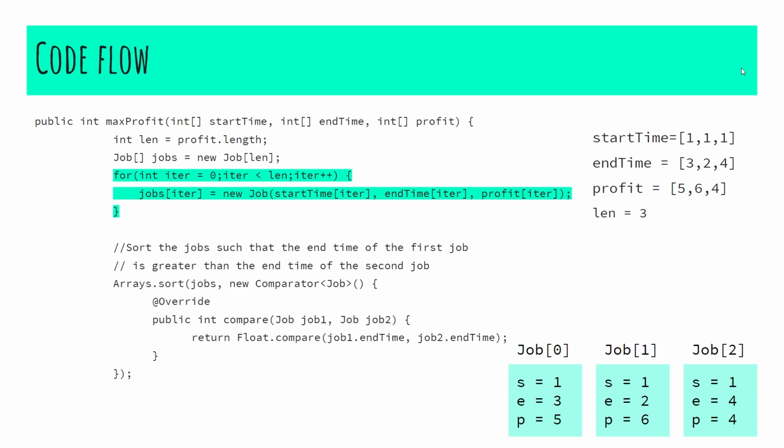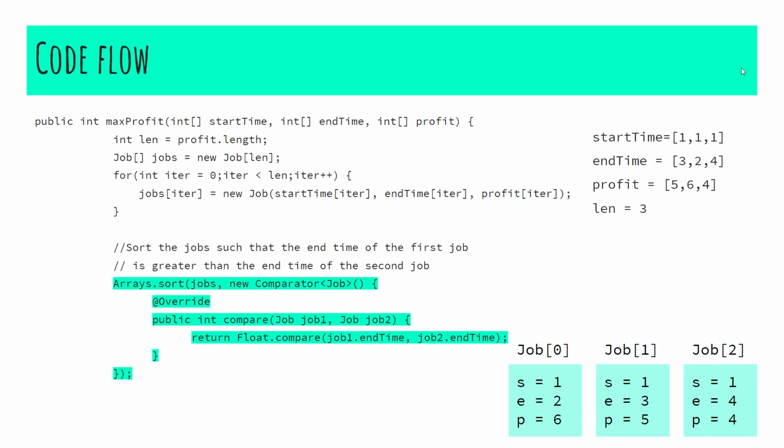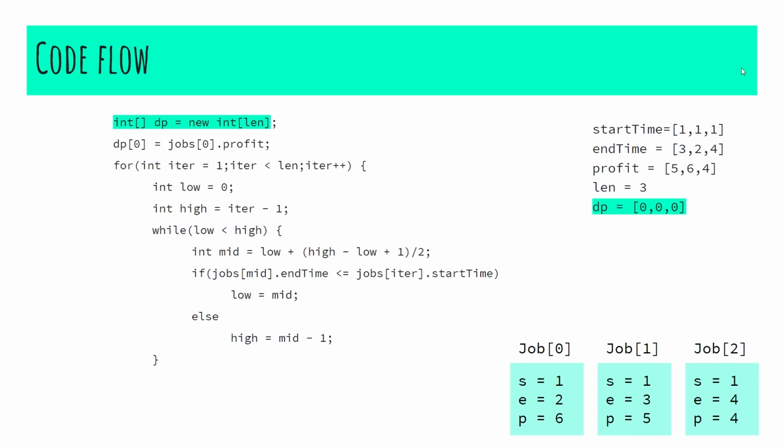As you can see, as of now, my job array is not sorted according to the end time. I have overridden the comparator such that the end time is always increasing, and after I get my instances sorted, they'll be arranged in the order as you can see. Now I'm going to create another array called DP. At first, I'm initializing only the 0th index of my DP with the profit of my first job. Here, as you can see, the profit of my first job is 6. Therefore, I'll mark the 0th index of the DP array as 6.